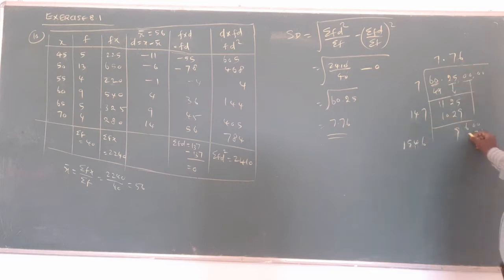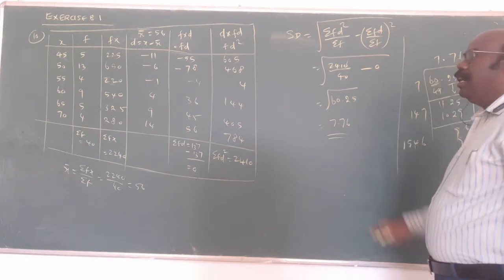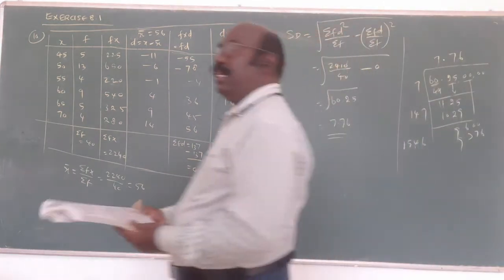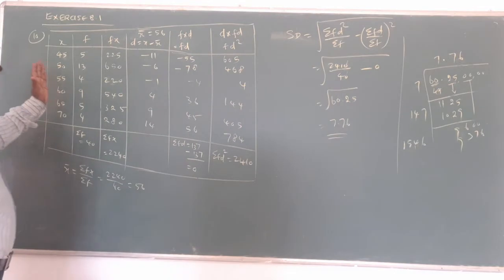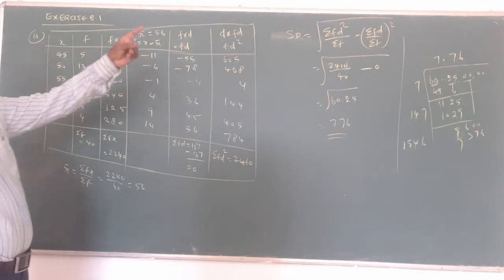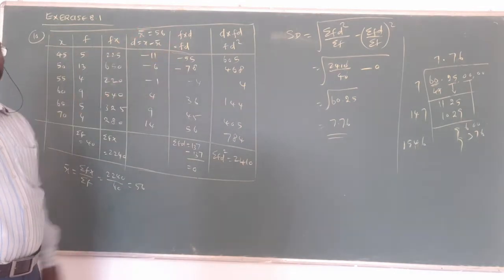30, 33, 3, 9. That's all. In this way you find the square root. But this answer was 7.76. Very important answer. This is grouped data, that's why sigma FD will come.